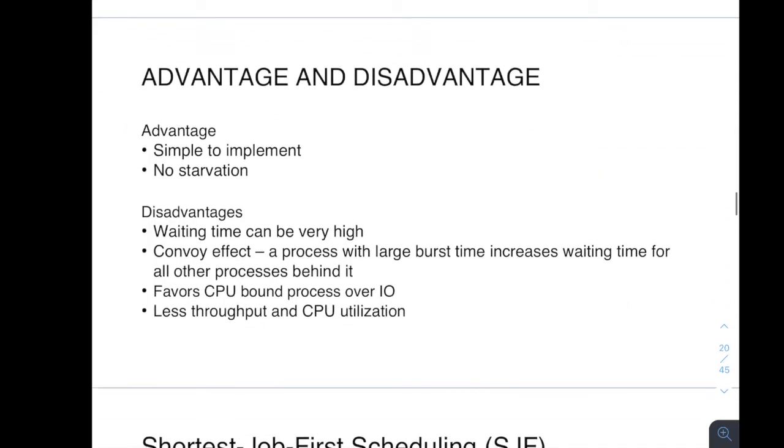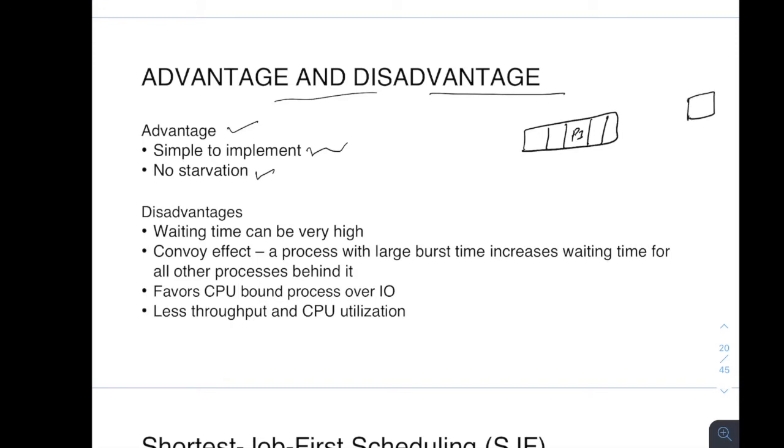Now let's look into the advantages and disadvantages of it. The advantage is, of course, that it's quite simple to implement using a FIFO queue, and there is no starvation. What starvation means is, let's say you have a process in the ready queue which is waiting for the CPU, let's say P1, right? You have the CPU here.